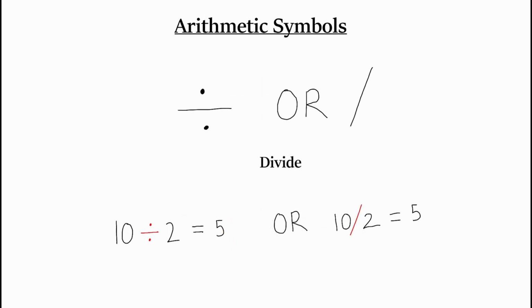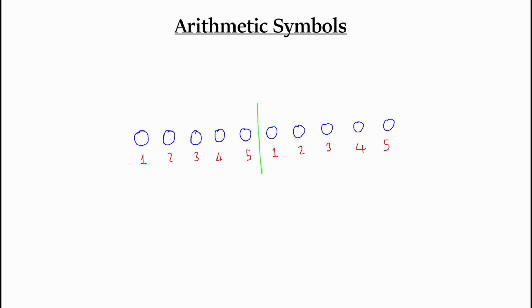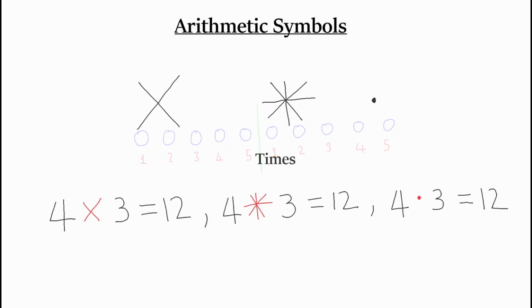Divide means to separate into groups. For example, 10 divided by 2 equals 5. So we separated 10 into two groups of 5. Times means multiply. So 4 times 3 gives us 12.